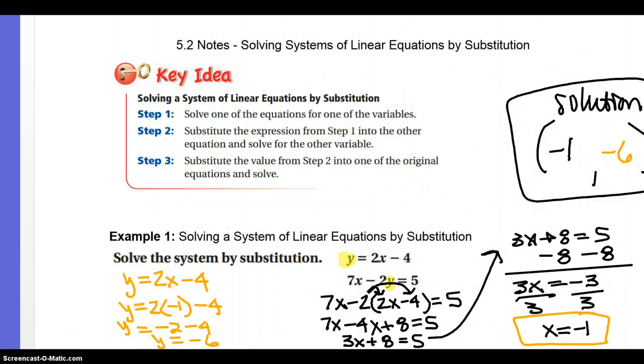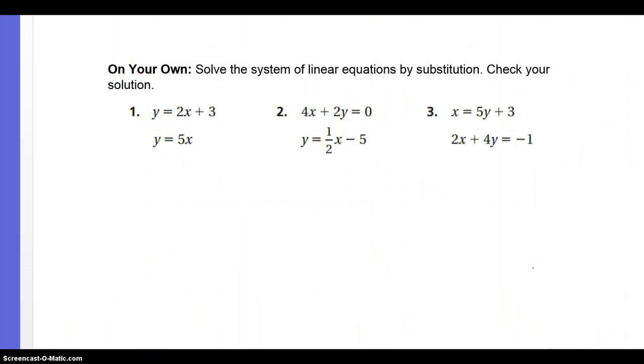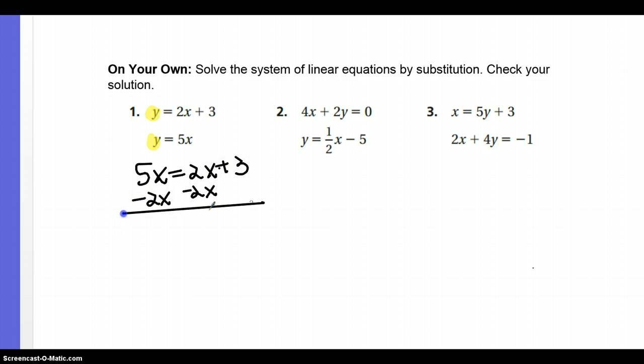All right, let's look at the next example. So same thing here. You want to take y equals 5x, and I'm going to plug y in for y. So if this is y, this is now going to be y. So it would just be 5x equals 2x plus 3. Subtract 2x to solve, and you get 3x is equal to 3, and x is equal to 1.